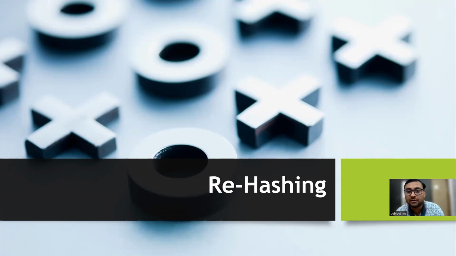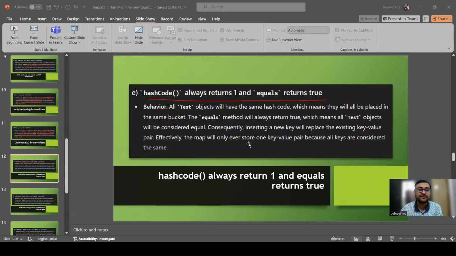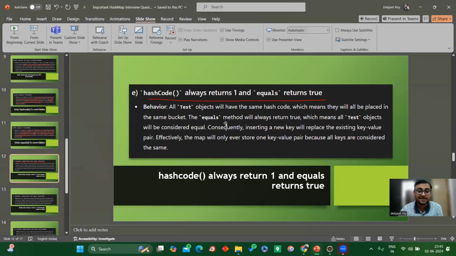So as soon as it crosses the load factor, the size of the hash map increases, and then all the nodes get shuffled up and go to separate buckets based upon the hash code and equals contract calculation. I hope you got clarity on this rehashing. Yeah, so it's the end of the thing. I hope you got clarity on how each and everything works. These things are very much important, especially when hash code always returns 1 and equals returns true, and hash code always returns 1 and equals returns false. Try to practice these questions as much as possible, because these are very much important from an interview perspective.